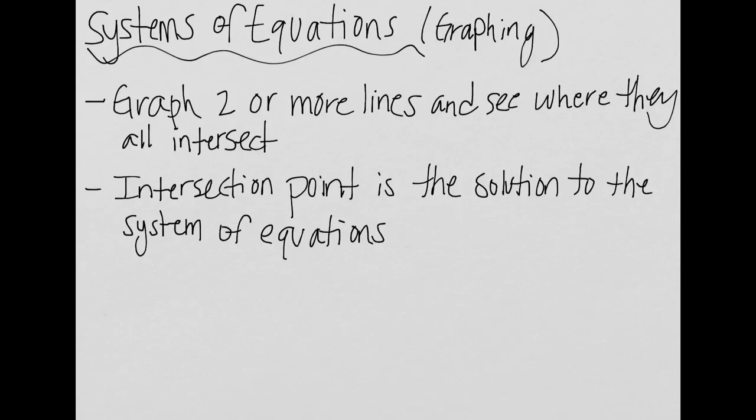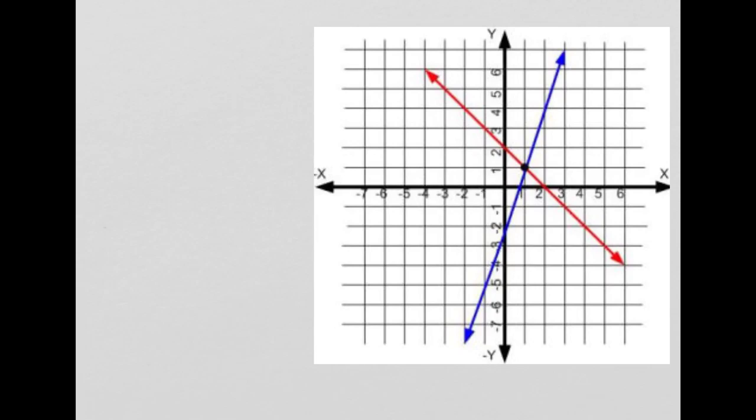I would call this the easiest way to solve systems, especially if the equations they give you are graphable and you have graph paper, because it's really easy to spot solutions here. So, two key points before you get going. You're going to be graphing two or more lines. That's what we call a system, two or more equations, and seeing where they all intersect, because that intersection point is the solution to these systems. So if I see two lines cross and it says what is the solution, I'm just looking for that point where they're both crossing. So let's get going.